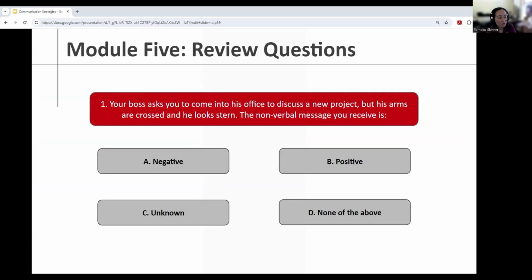Review questions. Number one, your boss asks you to come into his office to discuss a new project, but his arms are crossed and he looks stern. The nonverbal message you receive is A, negative, B, positive, C, unknown, D, none of the above. What is the correct answer? A, B, C, or D? A, correct. A is the correct answer. Your boss's body language is negative.